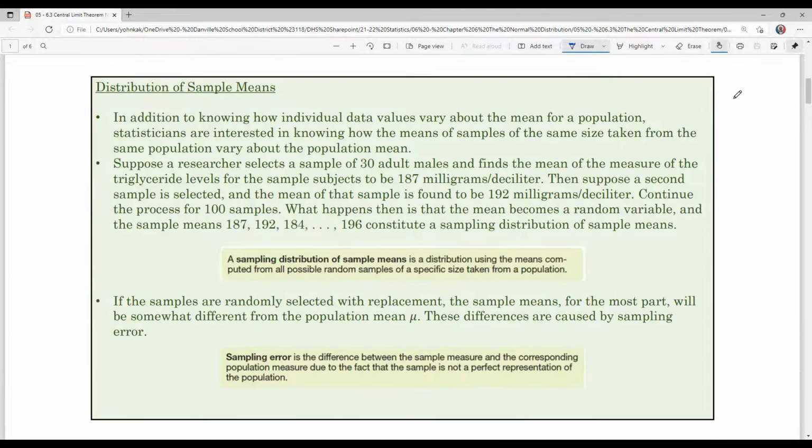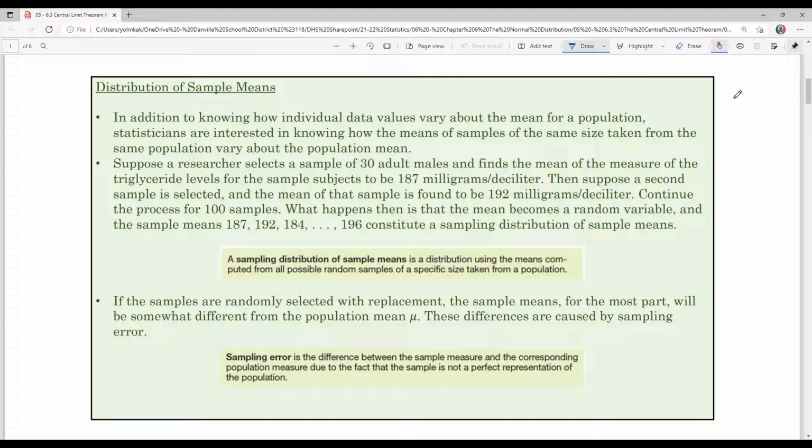So in addition to knowing how individual data values vary about the mean for a population, statisticians are interested in knowing how the means of samples of the same size taken from the same population vary about the population mean. For instance, suppose a researcher selects a sample of 30 adult males and finds the mean of the measure of the triglyceride levels for the sample subjects to be 187 milligrams per deciliter. Then suppose a second sample is selected and the mean of that sample is found to be 192 milligrams per deciliter. Continue the process for 100 samples.